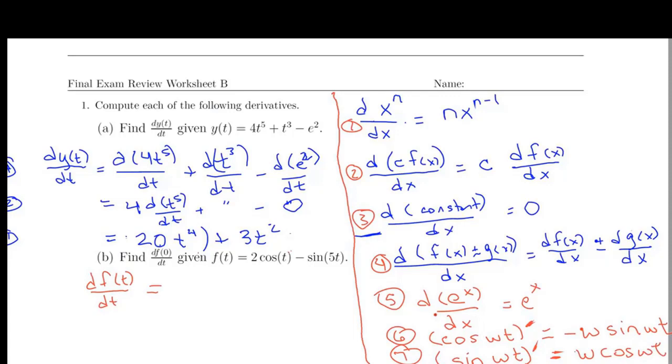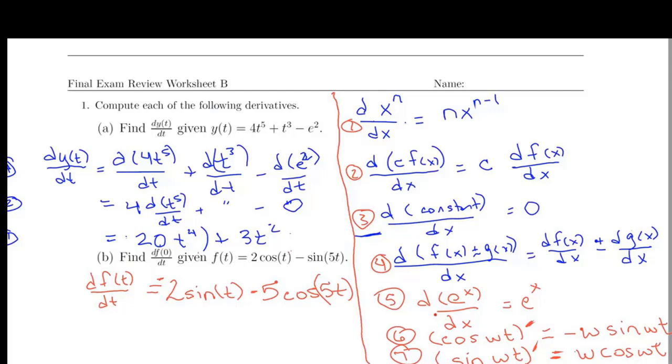I want to take the derivative of 2 cosine of t. Well, remember, it's a constant, so I can take it outside of the derivative, and then I would just be looking for the derivative of cosine of t. And the derivative of cosine is negative sine. Omega there is 1, so I don't have to worry about it. It's really negative 2 sine of t minus, now 5 is that omega that I have to put in front, so it'd be 5 cosine of 5t.